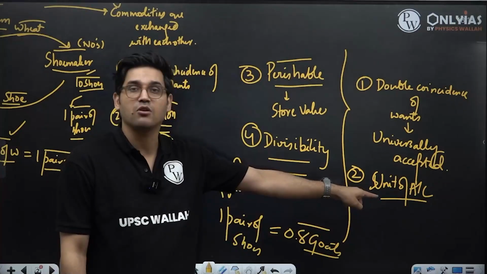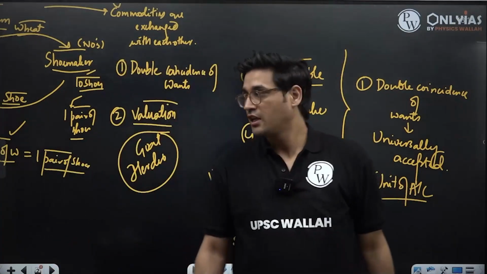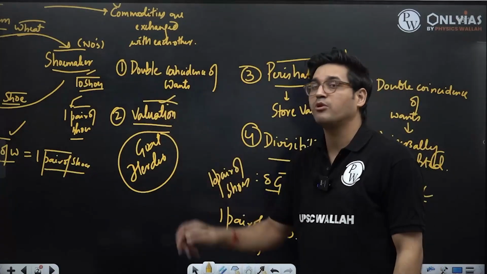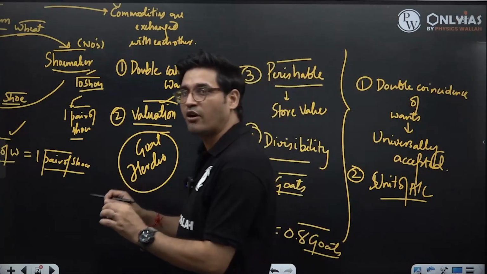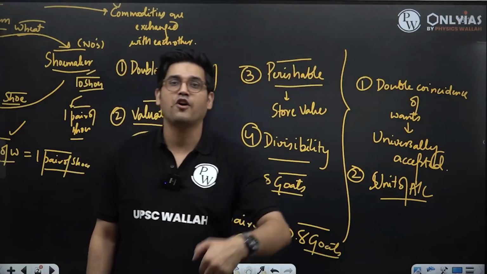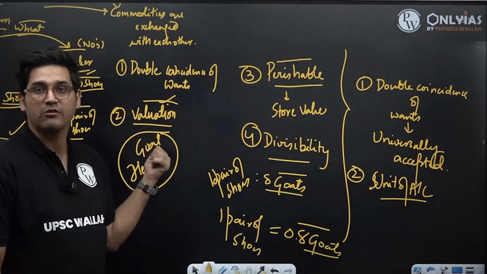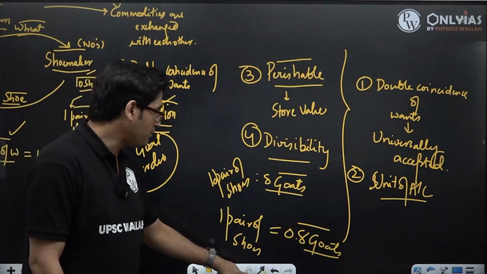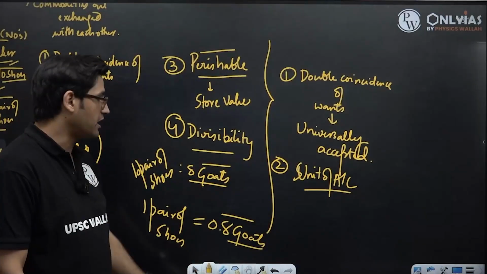This function is called the unit of account function. The unit of account function is going to solve for me the problem of valuation. If everybody expresses the value of their produce in the form of just one commodity, that solves for me the problem of valuation. The third problem is one that of perishability and divisibility.